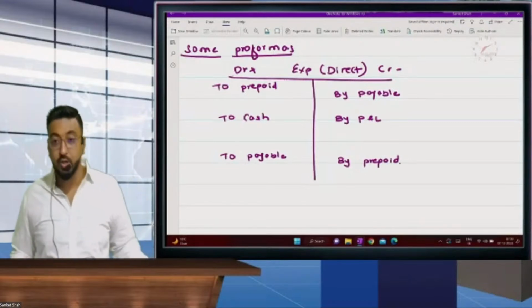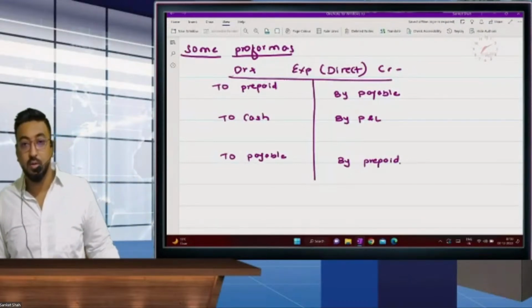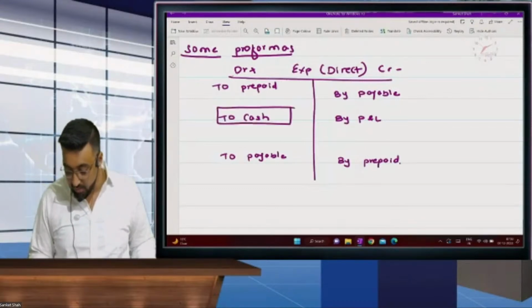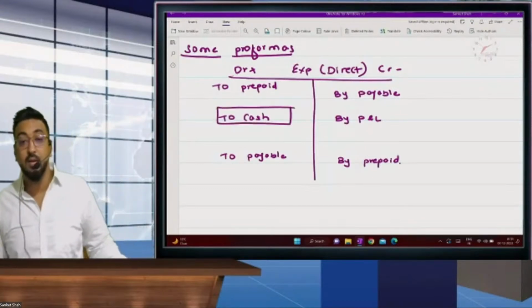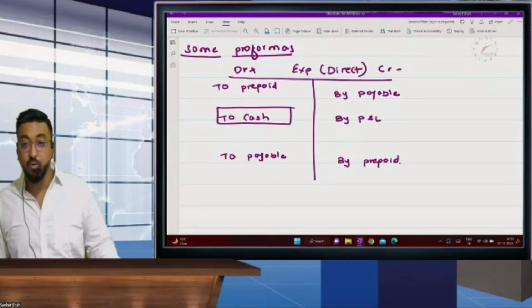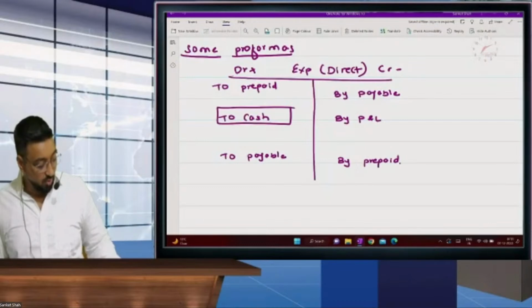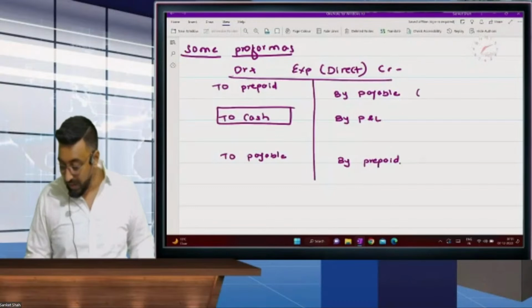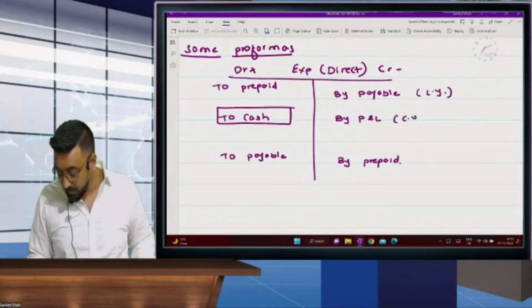So I'm going to teach you in this lecture not only this one, but beta, this proforma is very important from exam point of view also, and we focus on to cash in direct method. So beta, in direct method, we focus on to cash. So I will give you this proforma. Why this proforma? So by payable is of, remember, last year. This is for current year, and by prepaid is for next year.